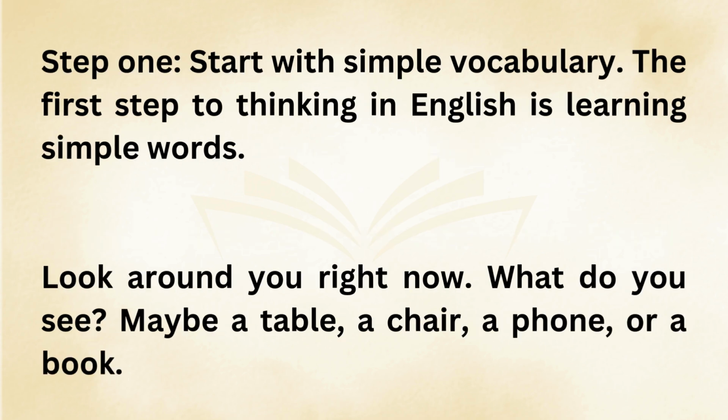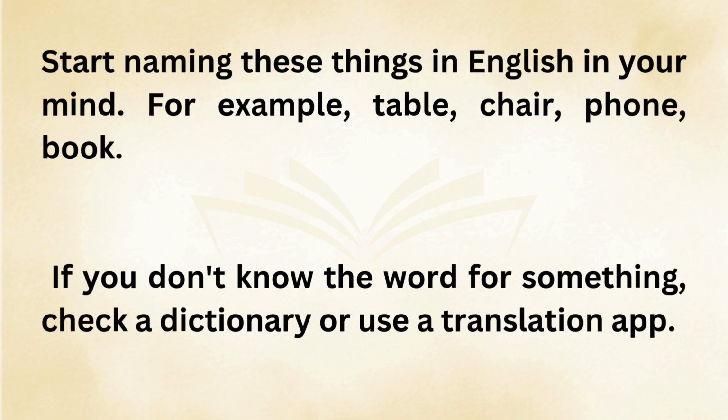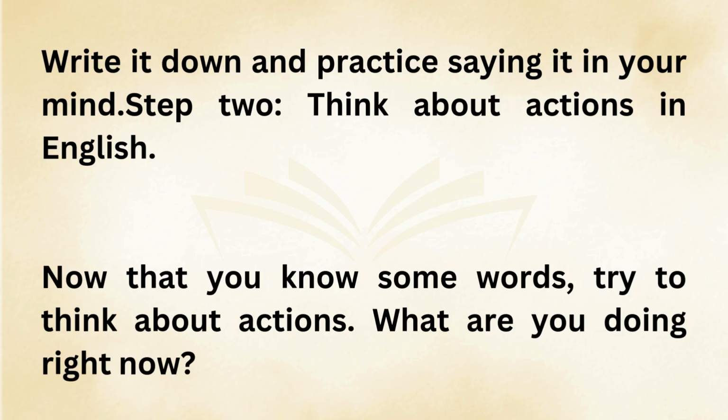Step 1. Start with simple vocabulary. The first step to thinking in English is learning simple words. Look around you right now. What do you see? Maybe a table, a chair, a phone, or a book. Start naming these things in English in your mind. For example, table, chair, phone, book. If you don't know the word for something, check a dictionary or use a translation app. Write it down and practice saying it in your mind.